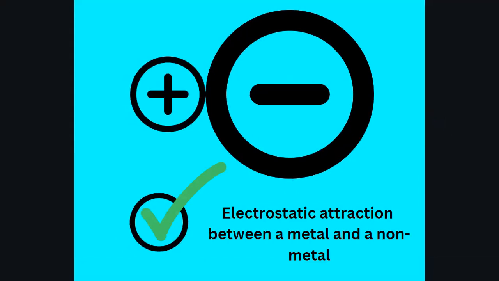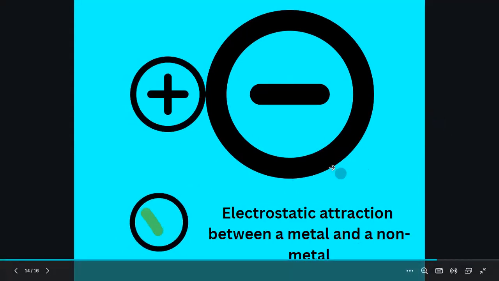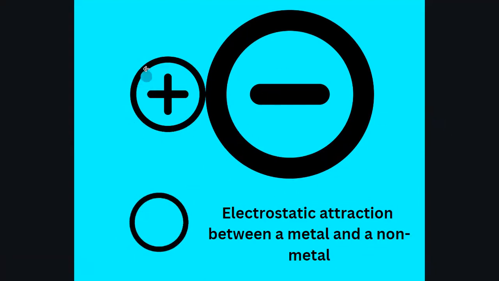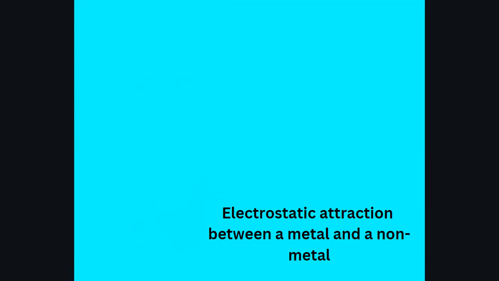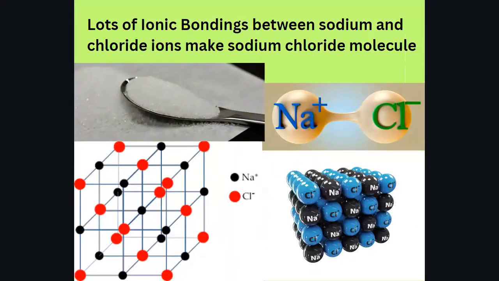Now, here what happens is an electrostatic attraction develops between a metal and a non-metal. What was the metal here? We had sodium metal. And what was the non-metal here? We had chlorine. That would be a non-metal, right? So that develops an electrostatic force of attraction between them. This electrostatic force of attraction brings them closer together and forms a molecule of sodium chloride.